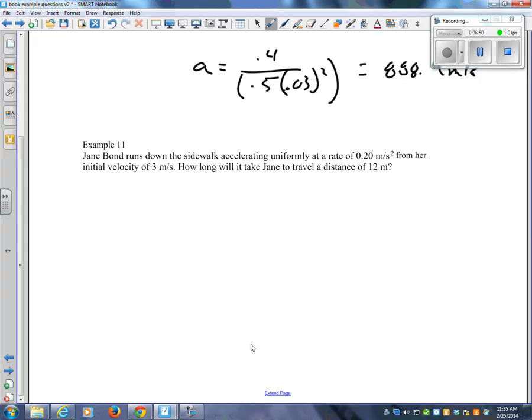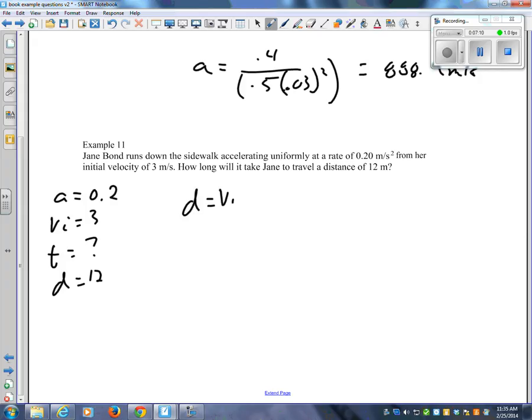So, we know the acceleration of 0.2. We know the initial velocity of 3. We do not know the final. We're solving for time. We know the distance is 12 meters. So which one has D, Vi, A, and T in it?